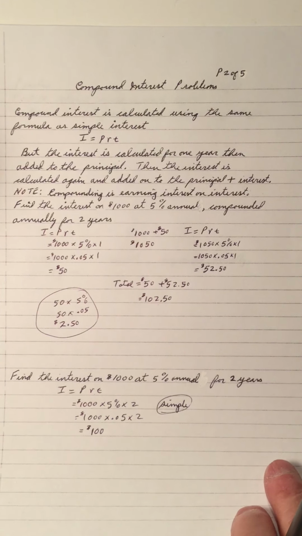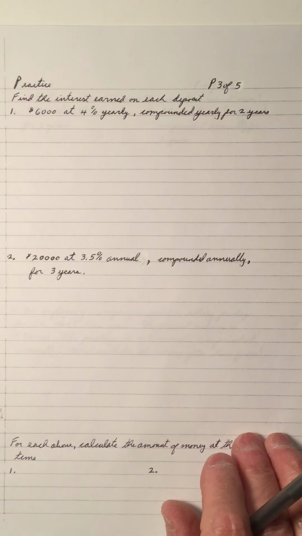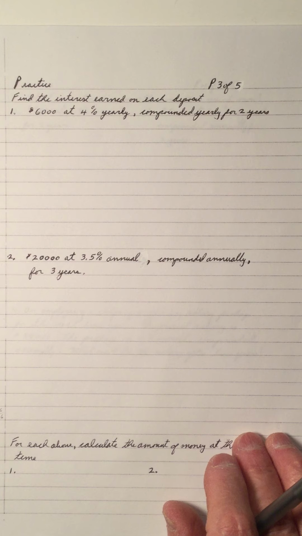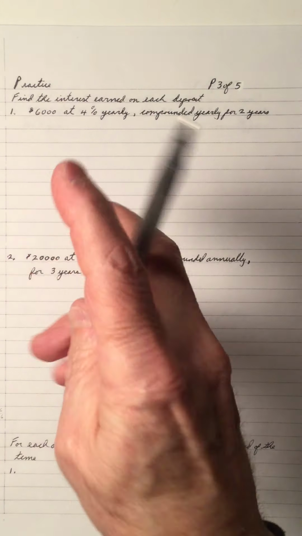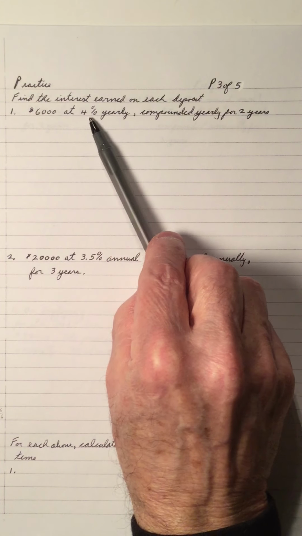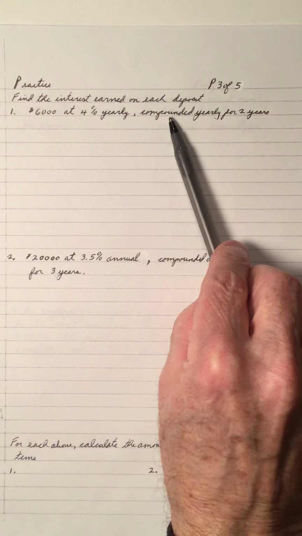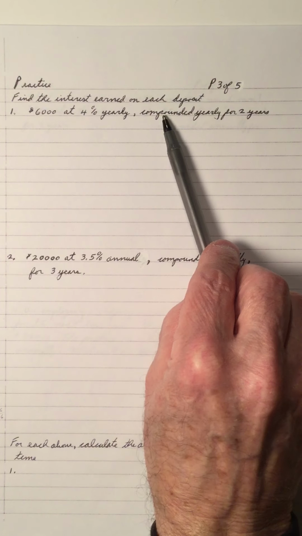You're compounding it. You're doing it many, many times when you compound. Let's do some more examples. Find the interest earned on each note. Notice we're finding just the interest on $6,000 at 4% yearly, compounded yearly for 2 years. So notice we're compounding it.